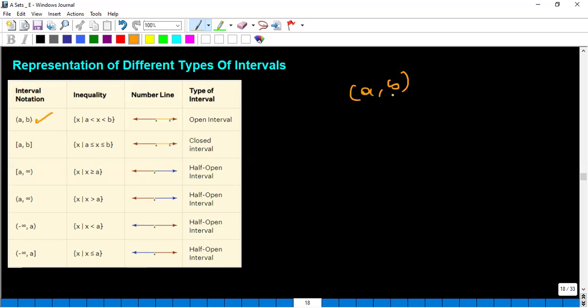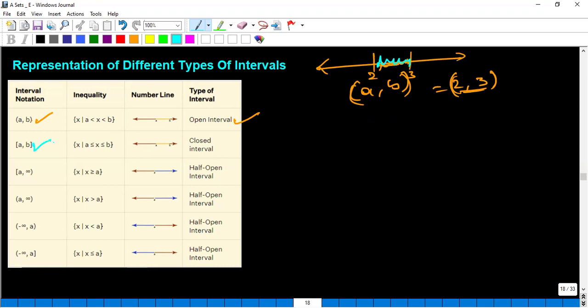(a, b) on the real number line. Suppose you are telling (2, 3). What is the meaning of this? Between 2 and 3, whatever real numbers come, all those solutions we will consider. Okay, this is an open interval. We are not considering 2 and 3. Between them, whatever numbers we get, all those numbers we will consider.